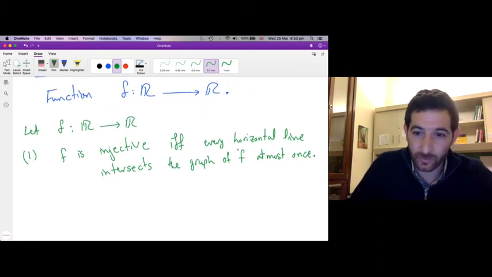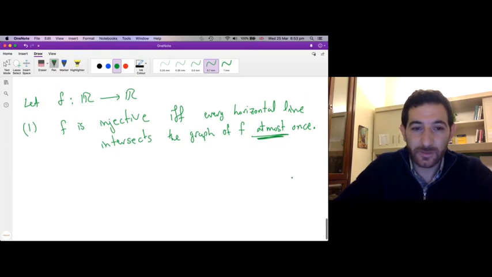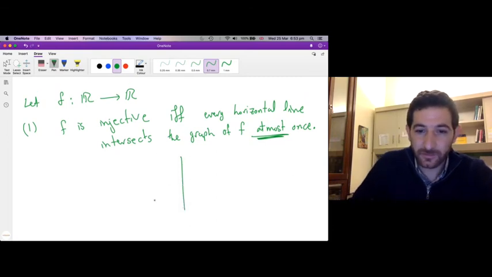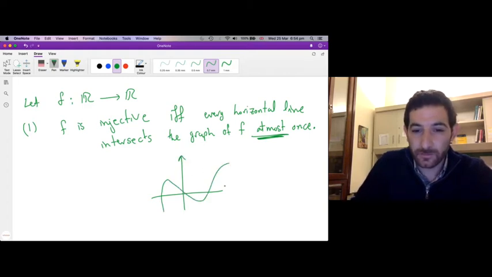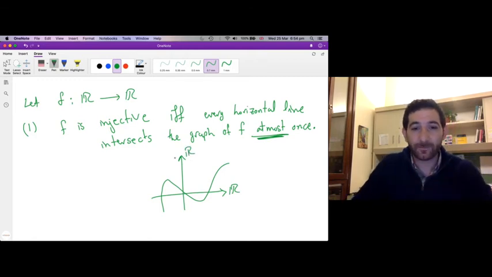So here is "at most." Why is this? Suppose we have a graph of a function. Why was I allowed to sketch it in this form? Because the domain is R, and the domain here is represented by the x-axis, and the codomain is also R, and it's represented by the y-axis.